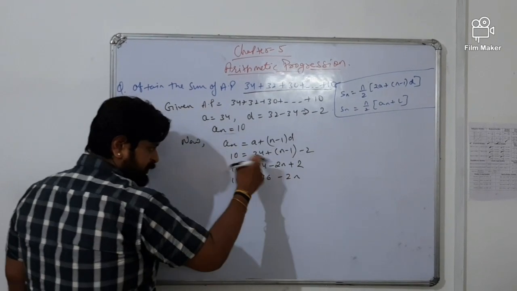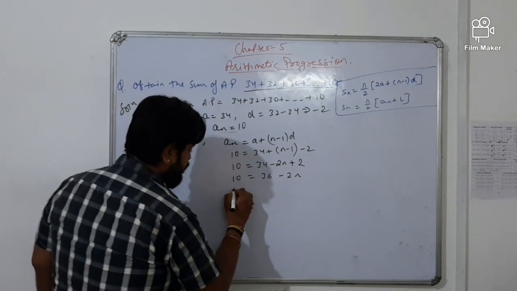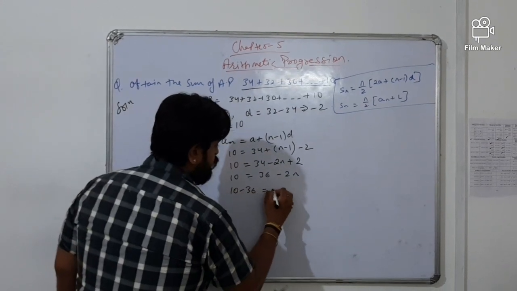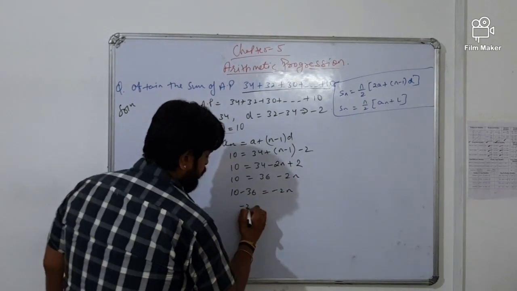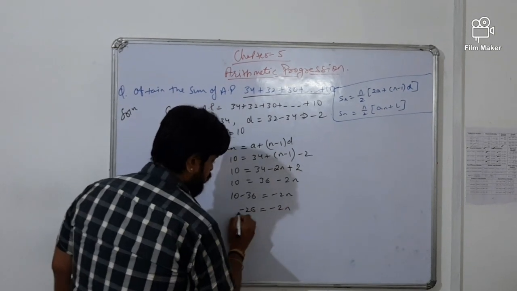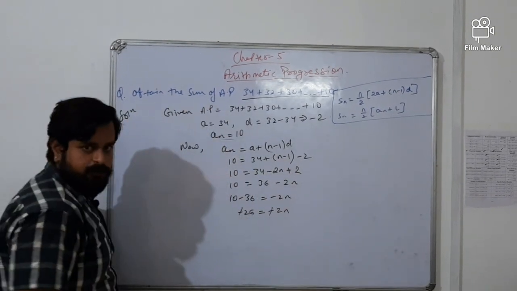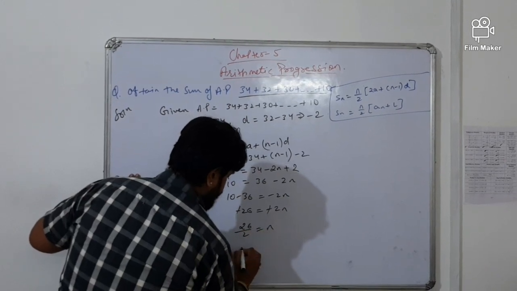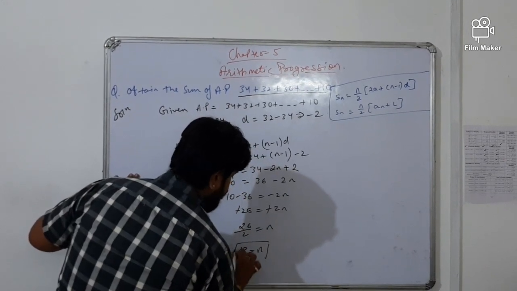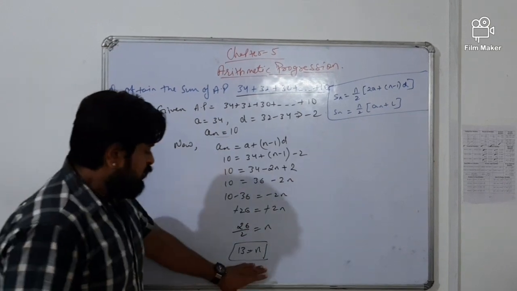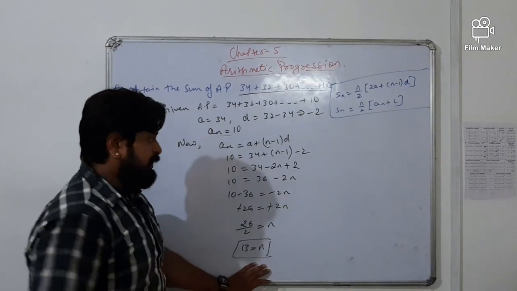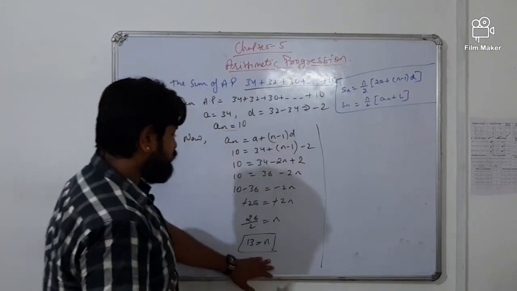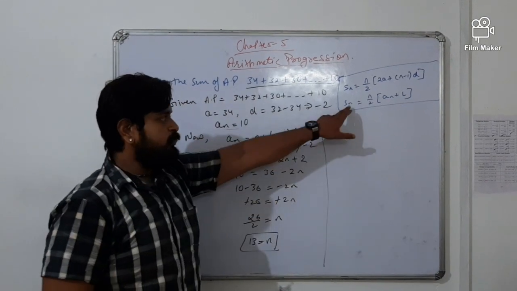And now transfer this 36 to the left hand side. 10 minus 36 equal to minus 2N. Here we get minus 26 equal to minus 2N. Now minus minus will be cancelled from both the sides. 26 upon 2 is equal to N. So the value of N will be 13. Now this is the value of N, and now we will use this value to find the value of Sn.